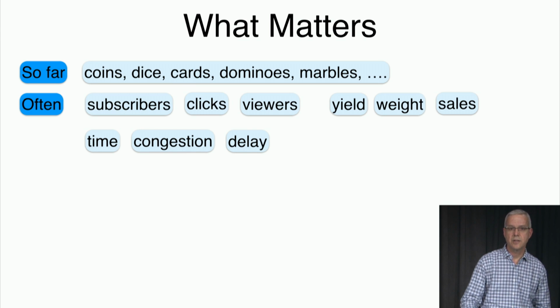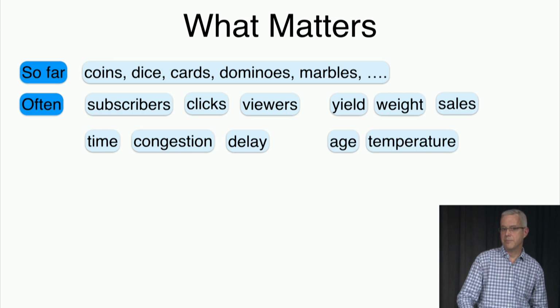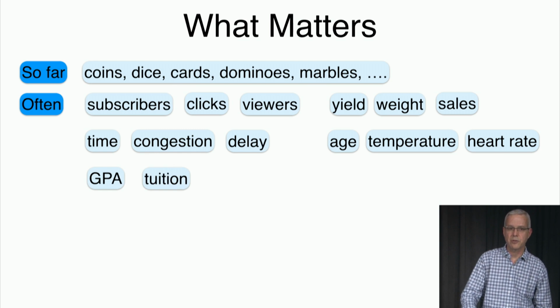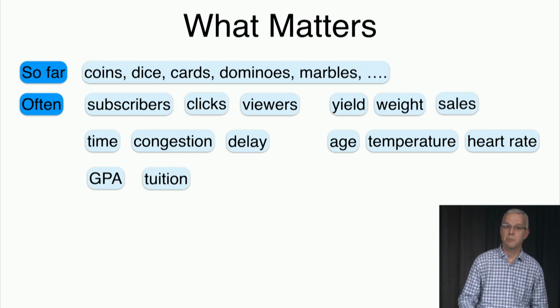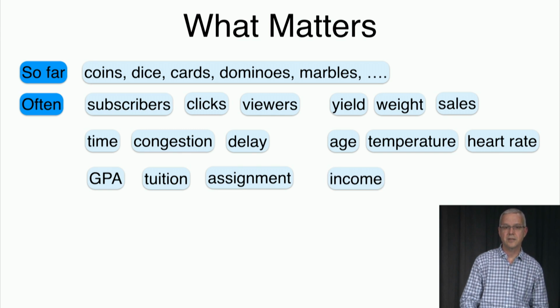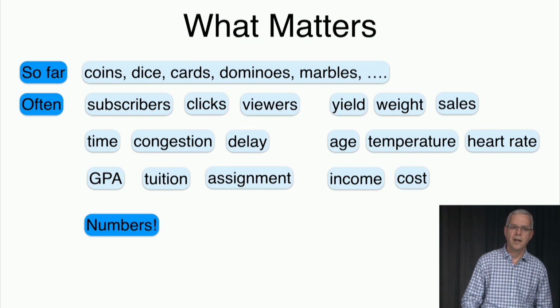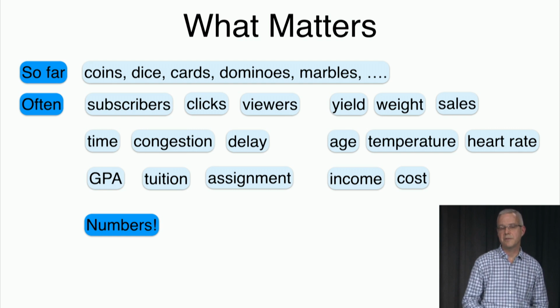And if you're a physician, then you may wonder about your patient's age, their temperature, their heart rate, and so on. If you're a student, then you probably care about your GPA, about your tuition, or about the cost of the online course you're taking, or the length of the assignments that you get. And everyone cares about their income and about the cost of things. So what do all these things have in common? They all have to do with numbers. And so numbers are very important, and specifically random variables whose values or numbers are important to us.